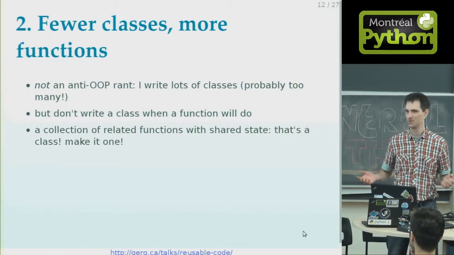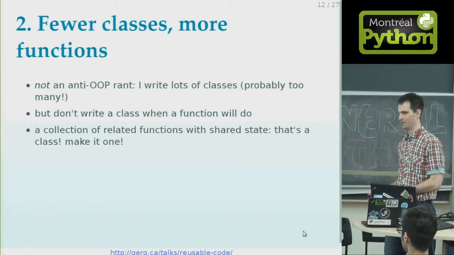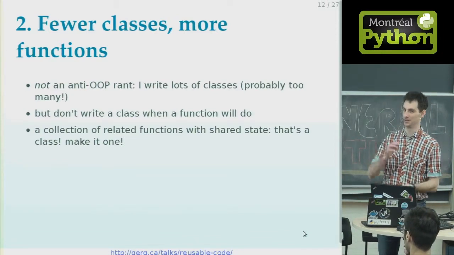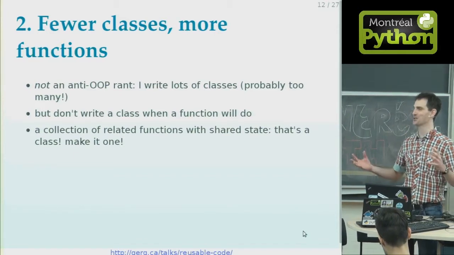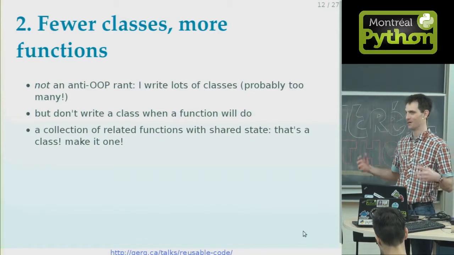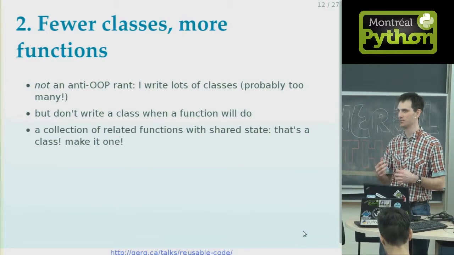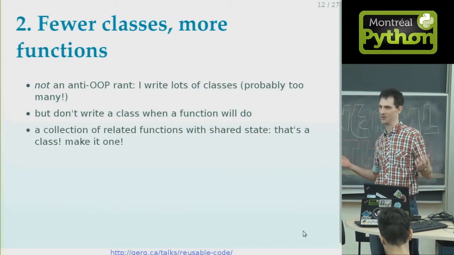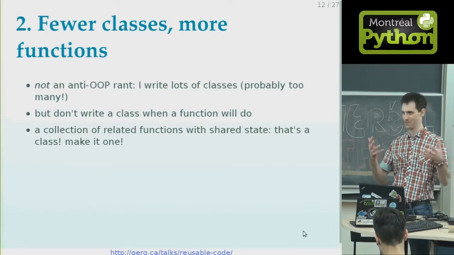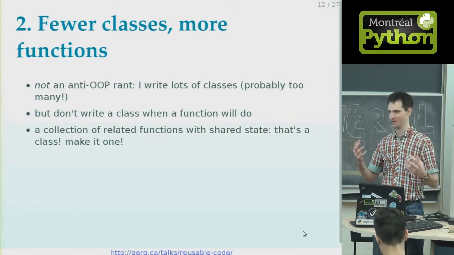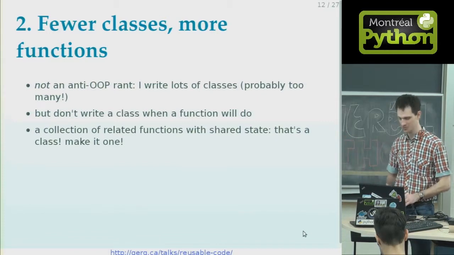In short, don't write a class when a function will do. On the other hand, if you have a collection of related functions that all operate on some common state, well, that's a class, even if you don't call it one. If you're writing in a language like Python that has special syntax for denoting that this collection of functions are a class, by all means, use that syntax.